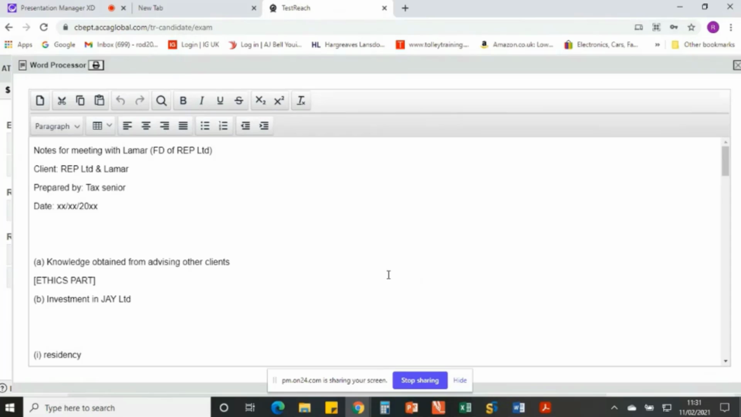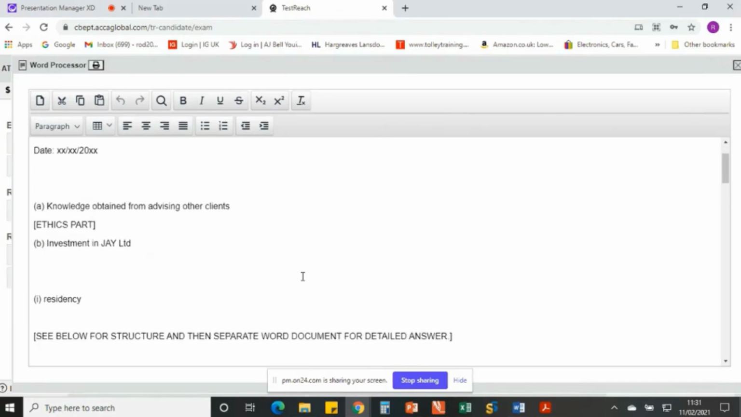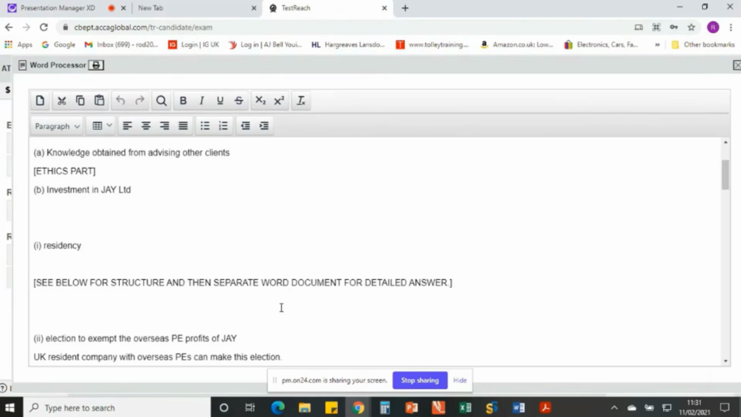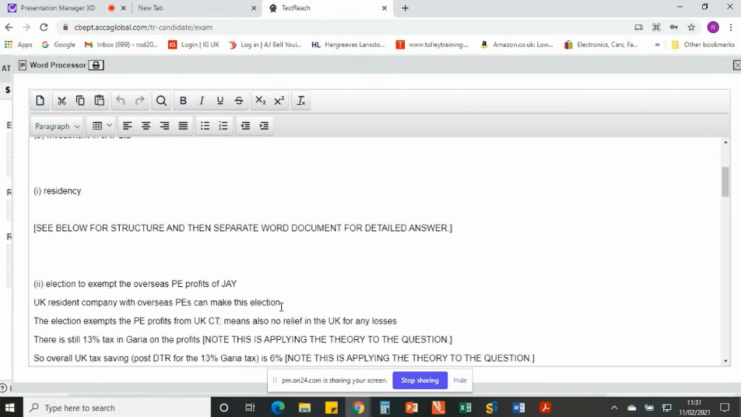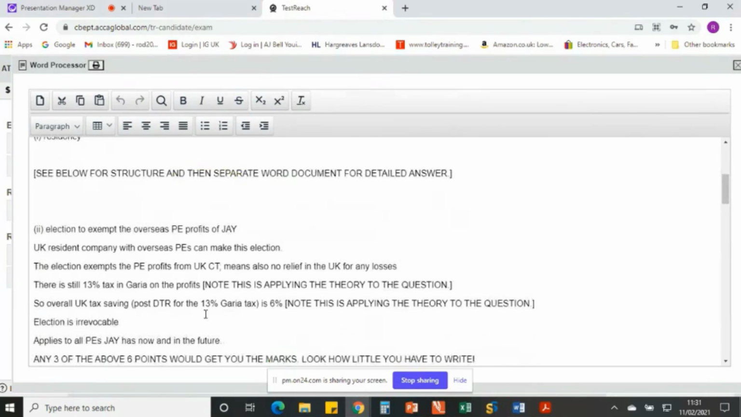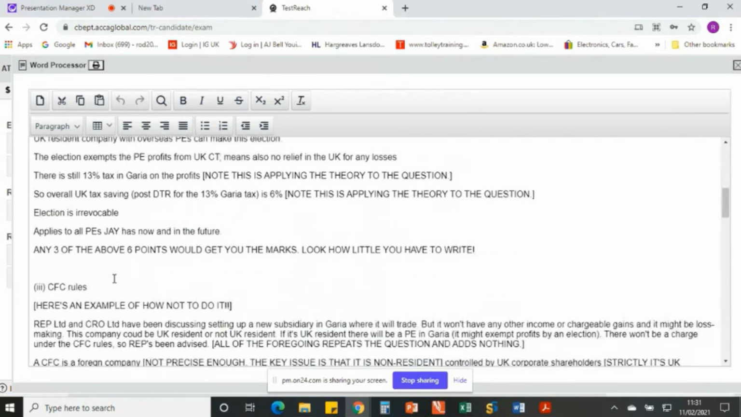It's not a letter. So just put something up at the beginning and then get into your answer. And what I've said is take the required as the structure of your answer. So I've just copied this: knowledge obtained from advising other clients. That's the ethics part, which we're not going to have time to do in this webinar. Then move on to B, investment in J. Divide it up into residency, election to exempt the overseas profits of J, and never mind what I've written there for the moment, and then the CFC rules.